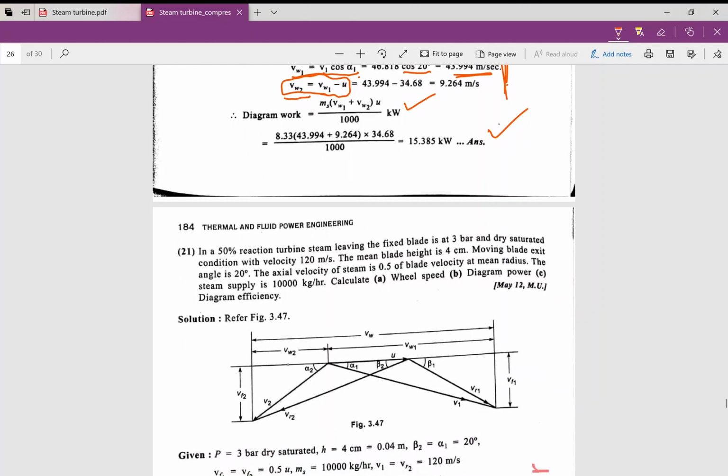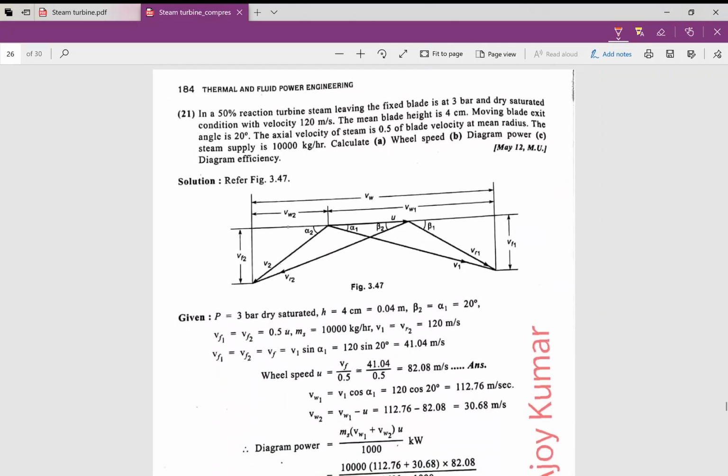So now let us move to numerical 2 of reaction turbine. See, numericals on either impulse turbine or reaction turbine can be solved with the help of two methods. They are analytical method or graphical method. Graphical method doesn't give as accurate an answer as analytical method, so we prefer analytical method to solve it. But somewhere with the help of only graphical method we can solve the numerical part.